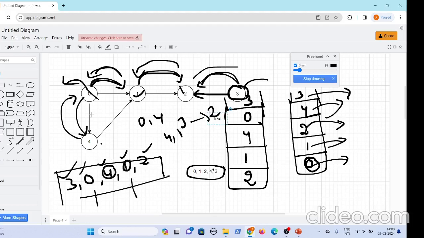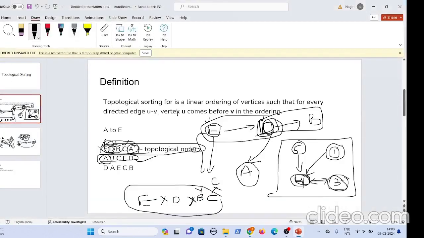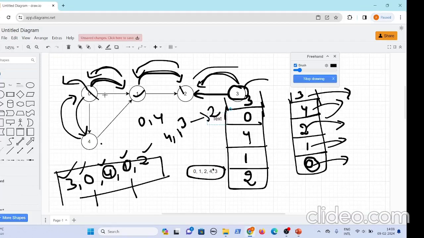So in this particular order, all directed edges are following the topological order. If you remember the definition I have written here, topological sort is a linear ordering of vertices such that for every directed edge, vertex u comes before v in the ordering. The same happened here. For every directed edge, vertex u came before v. That's it, right? So the simple process is you just do a DFS traversal, but the only difference is when you trace back, you push it to the stack. And once your DFS is completed, pop out the values from the stack.